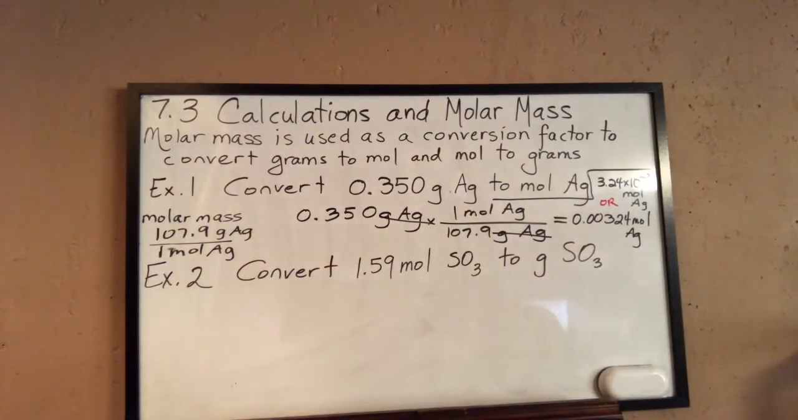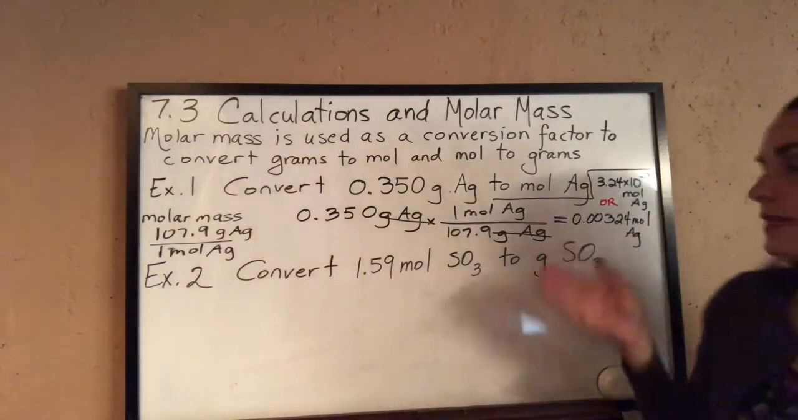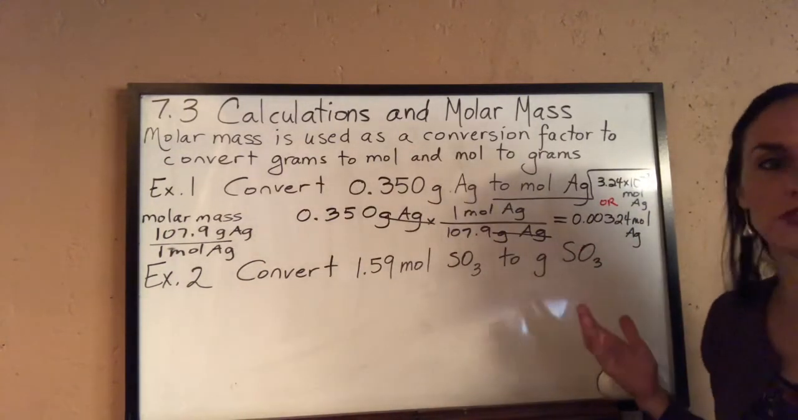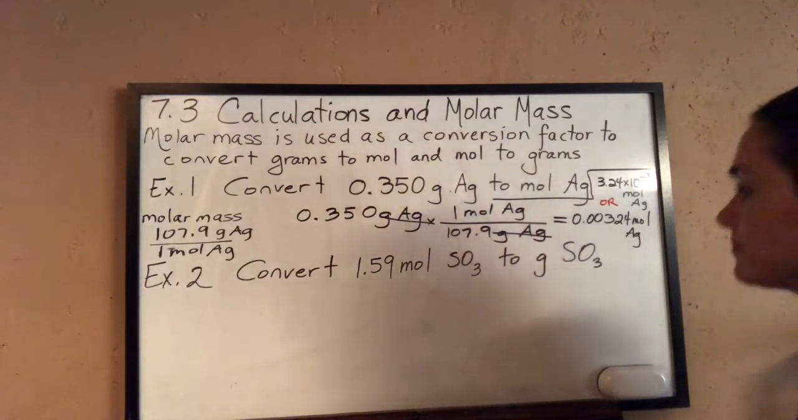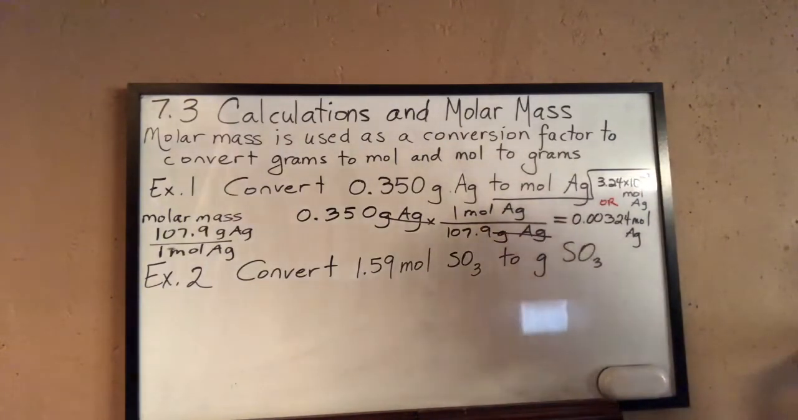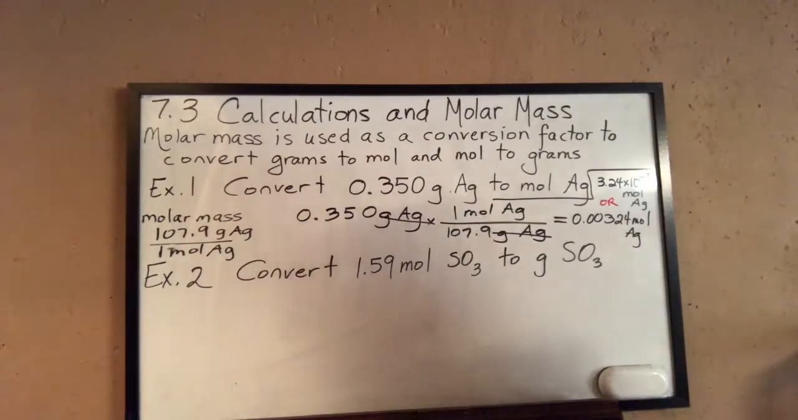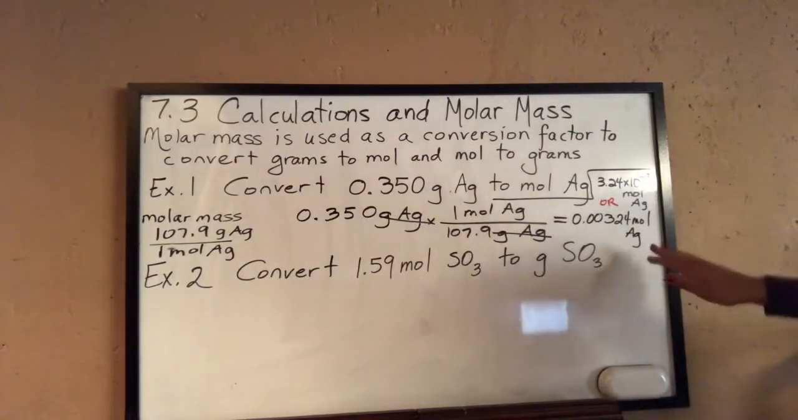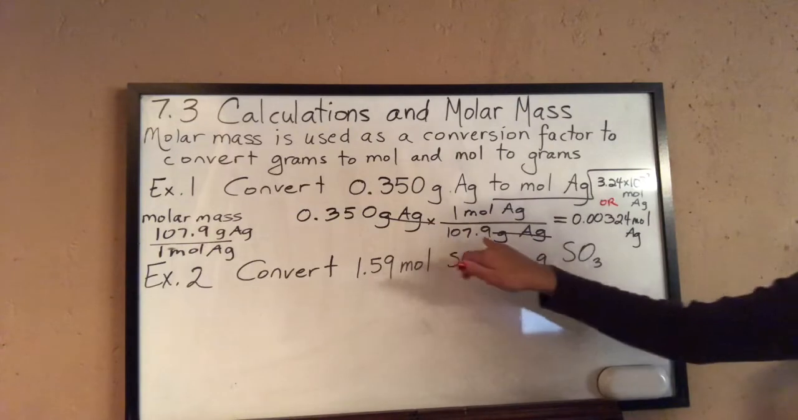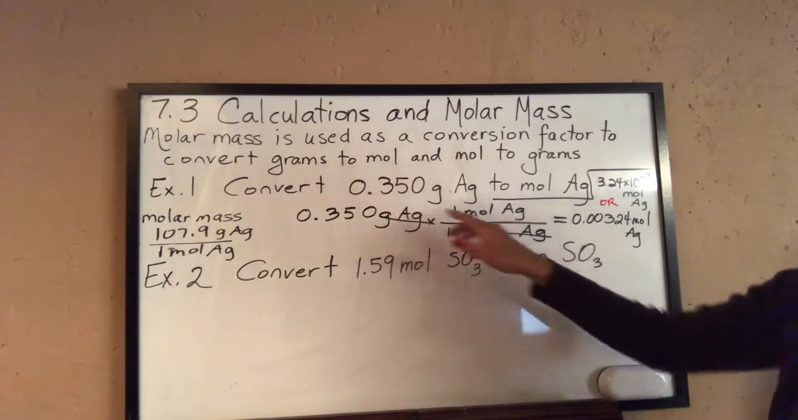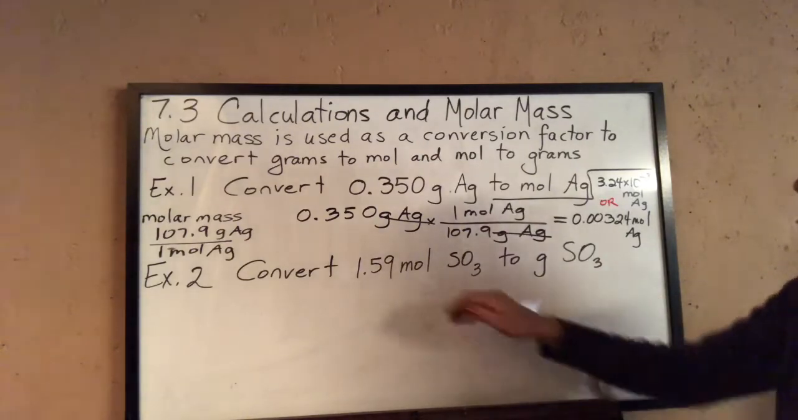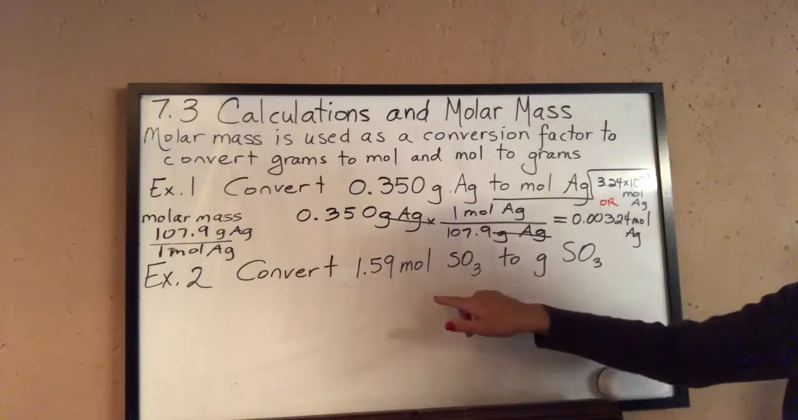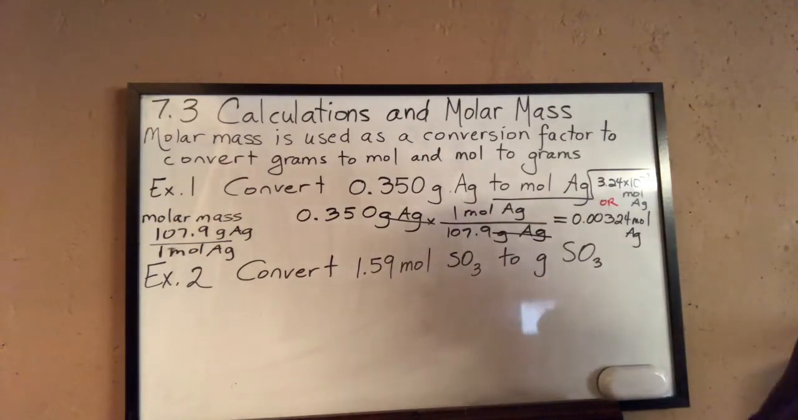But if you had like 8 zeros in front of the first non-zero number, it would be advisable to put it in scientific notation just to keep it neat, and not have all these zeros running. But that's how we would do the conversion. The molar mass is used to convert from grams to moles, and now we're going to do one where we go from moles to grams. So we want to convert the moles of sulfur trioxide into grams of sulfur trioxide.